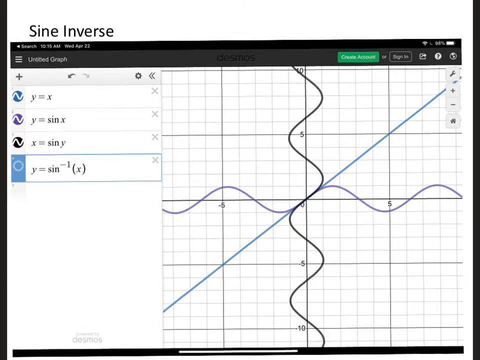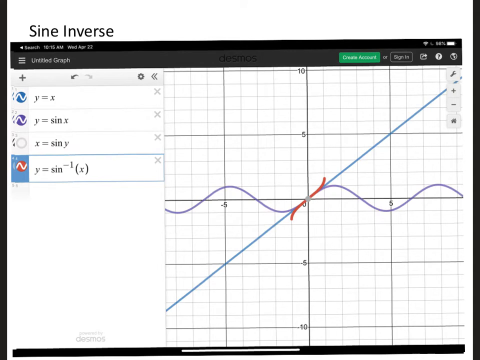Okay, here I have graphed the sine inverse equation, but notice this equation does fail the vertical line test. It has multiple y values for a single x value. So because this is not a function, we're going to limit the range so that we can create a sine inverse function and not just a sine inverse equation. Okay, so here I have my cropped sine inverse equation, which creates a function now. So now this function does pass the vertical line test.